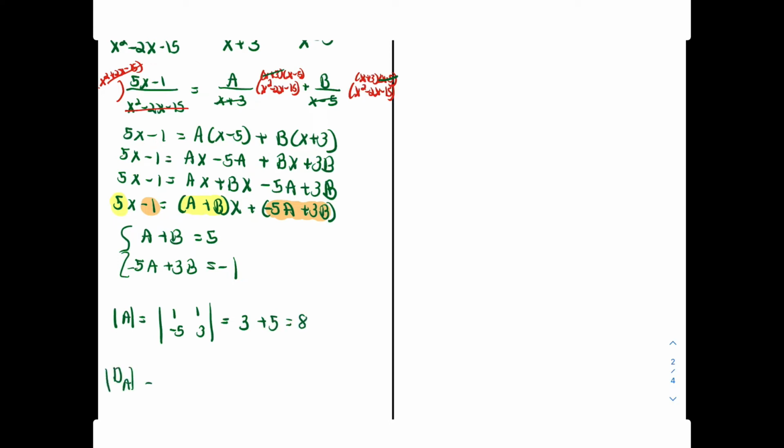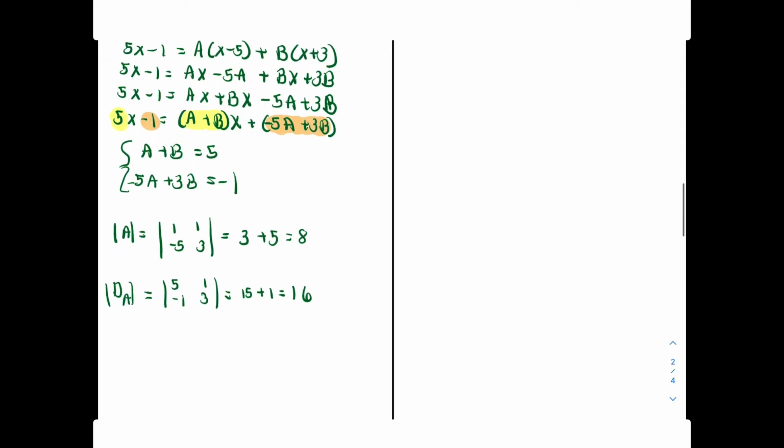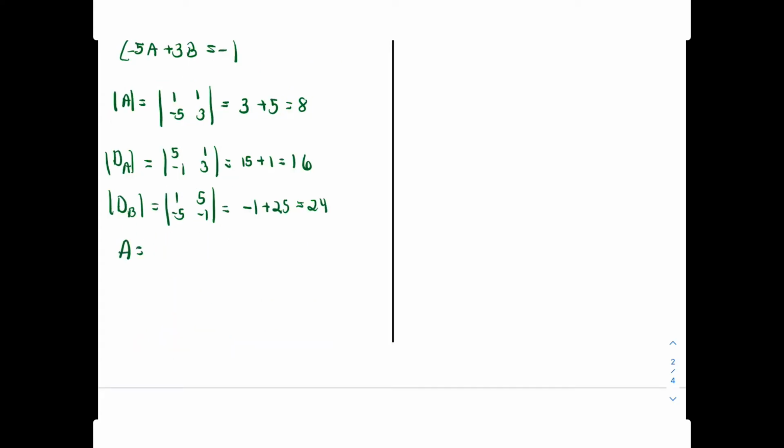And then my A variable matrix determinant would be 5, 1, negative 1, 3. And when I find that determinant, I get 16. And then my determinant of my variable B would be set up as follows. And then to find that determinant, I end up with 24. Okay, so my A variable is going to be equal to 16 divided by 8, which is 2. And my B variable is going to be equal to 24 divided by 8, which is equal to 3.